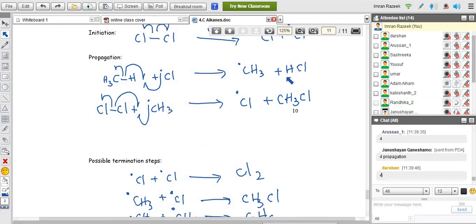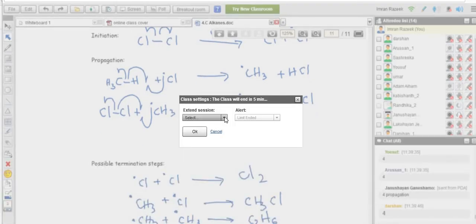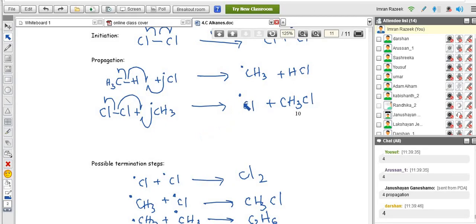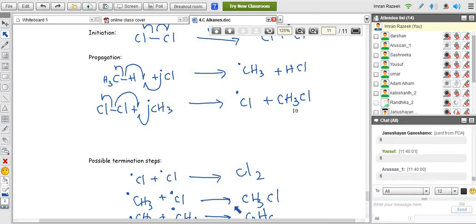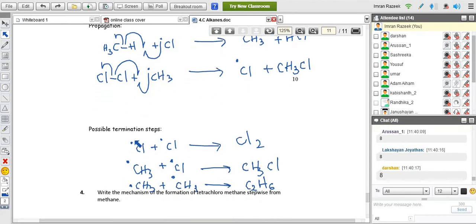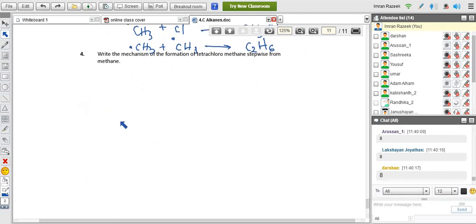Two will have four, if I'm to substitute three hydrogens, right? Three hydrogens, how many propagation steps? 6, that's right. If I'm to substitute all four hydrogens, how many? 8. Great. So I'm going to draw the 8 propagation steps.